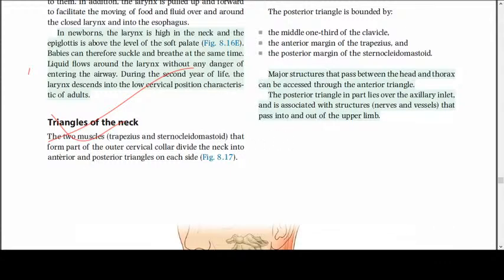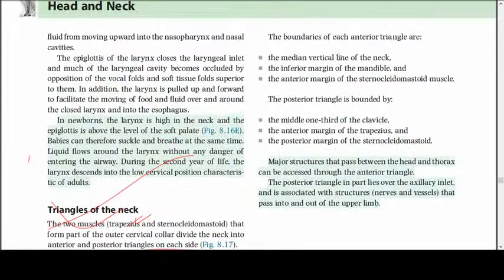Two muscles, trapezius and sternocleidomastoid, that form part of the outer cervical collar, divide the neck into anterior and posterior triangles on each side. So what are the two important muscles? The sternocleidomastoid and the trapezius. The boundaries of each anterior triangle are the median vertical line of the neck, the inferior margin of the mandible, and the anterior margin of the sternocleidomastoid muscle.